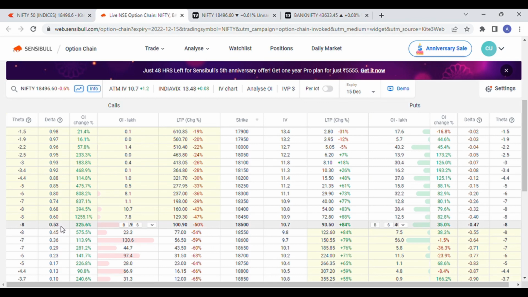Why? Because your delta is around 0.53. So for a 50 points movement, only about 50% of it gets added to the premium. This 50%, how I calculated it, is based upon delta.